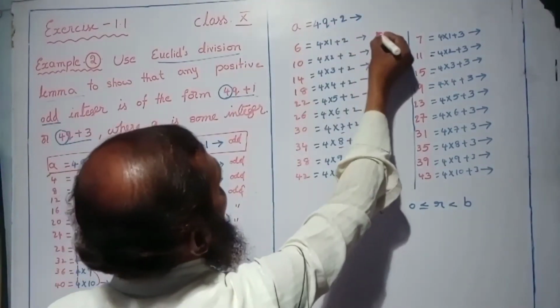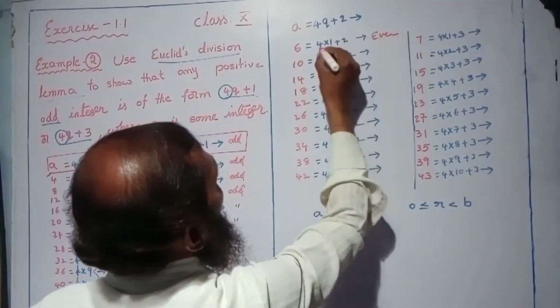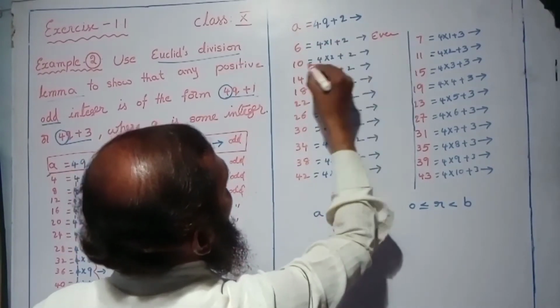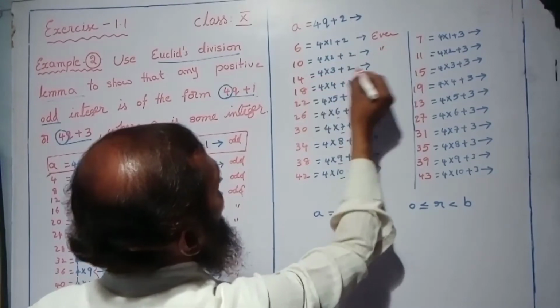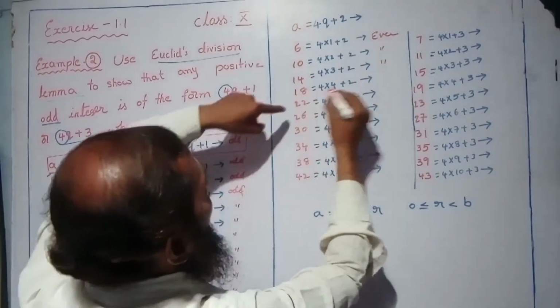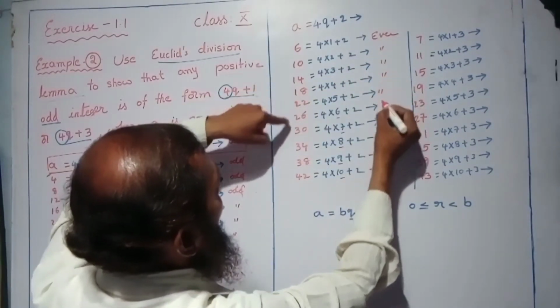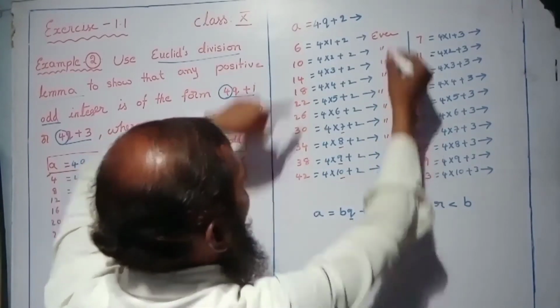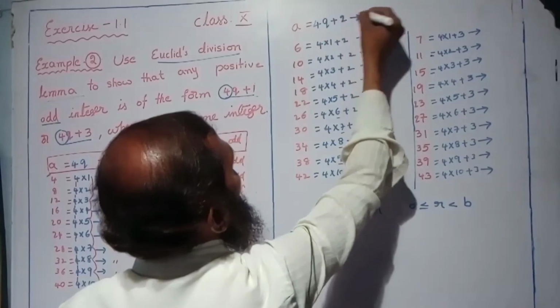And then what is it? 6 is even. If I add 4 ones are 4 plus 1, 4 plus 2, we should get even. So it is also even. 4 2, 4 3 is even if adding 2. Next, 18 even, 22 even, 26 even, 30 even, 34 even, 38 even, 42 even. If all are even, what do you say? 4q plus 2 is also even.